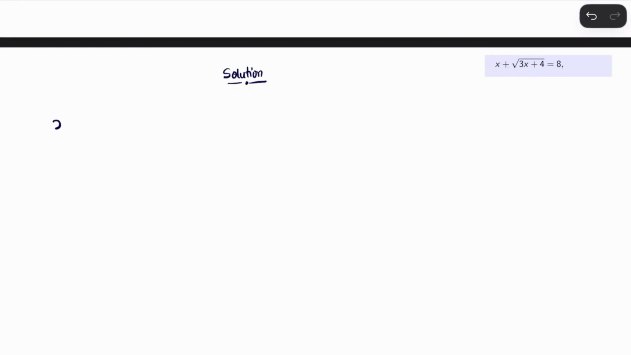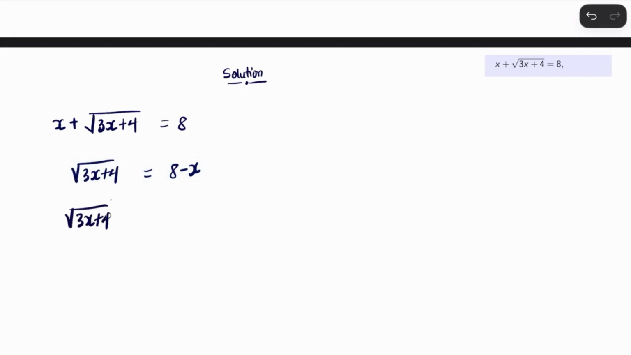Solution. Here we have x plus the square root of 3x plus 4 is equal to 8. The first step is to move x to the right hand side, and so we have the square root of 3x plus 4 is equal to 8 minus x. Here we want to get rid of the square root sign, so we have to square both sides. Squaring both sides, we have the square root of 3x plus 4 all squared is equal to 8 minus x all squared.